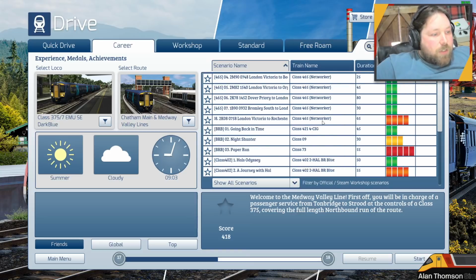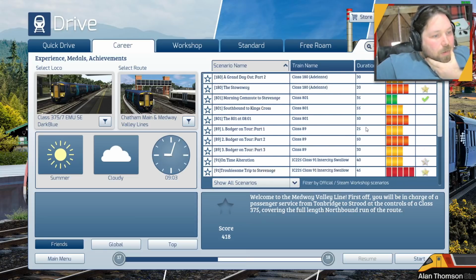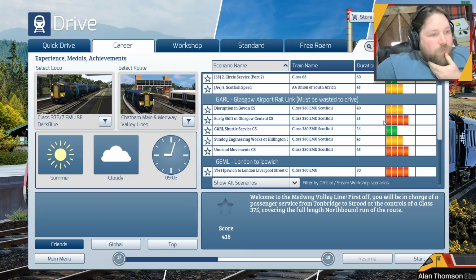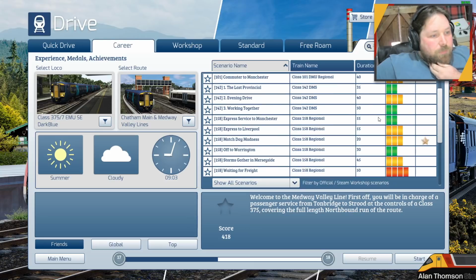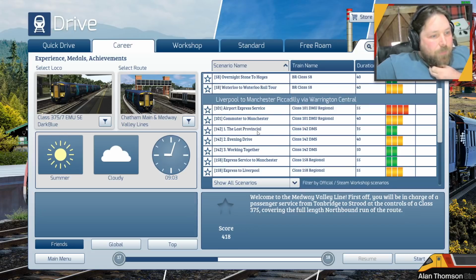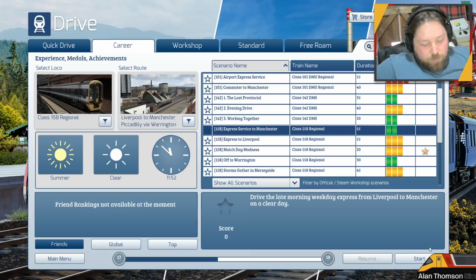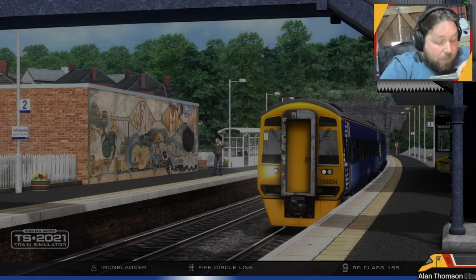So let's go for something that was always another one that was particularly long loading, because West Coast Mainline South is probably the longest first party route. Just something a bit older. Let's go for something like Liverpool to Manchester with a 158. I like the idea of that. Right, okay, reset the timer, and start. This next one will be that one.